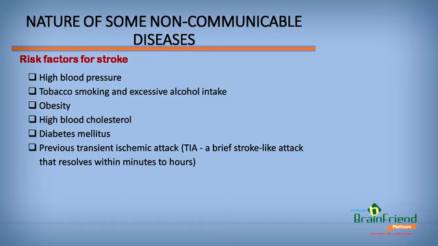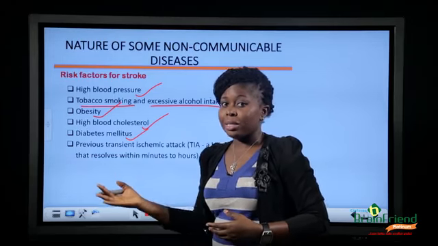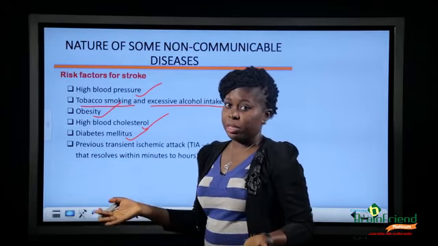Now we have risk factors for stroke. I said risk factors are those things that increase people's chances of developing a certain disease. One risk factor of stroke is high blood pressure. People that already have high blood pressure are at a very high risk of developing stroke. Another one is tobacco smoking and excessive alcohol intake, obesity, high blood cholesterol, diabetes mellitus. So you see, from one NCD, people can also develop other NCDs, okay, or non-communicable diseases.